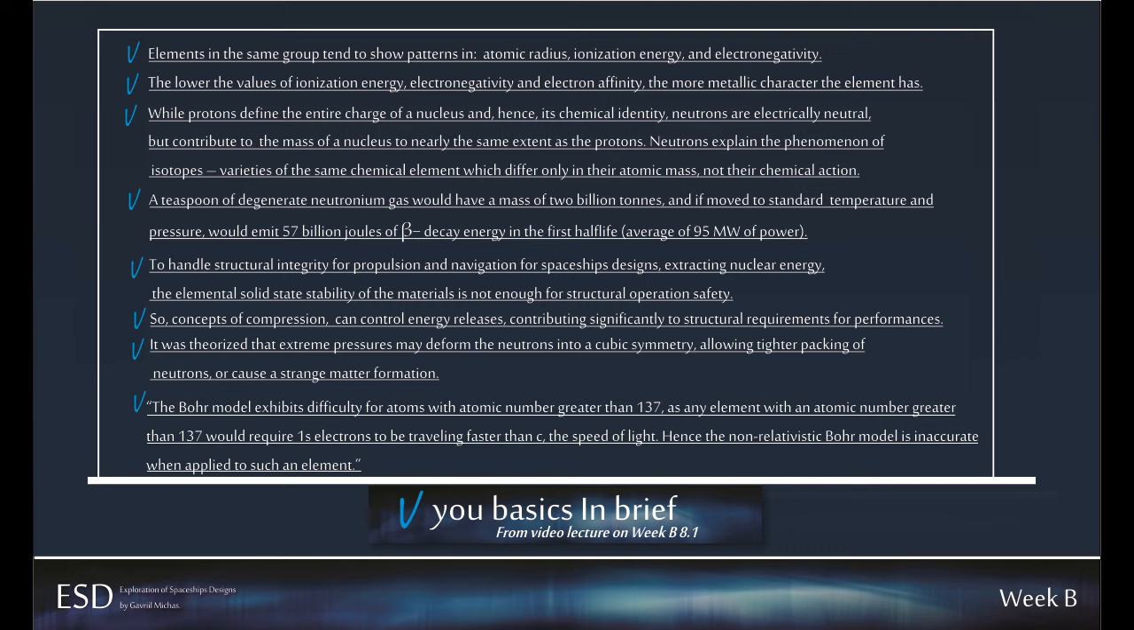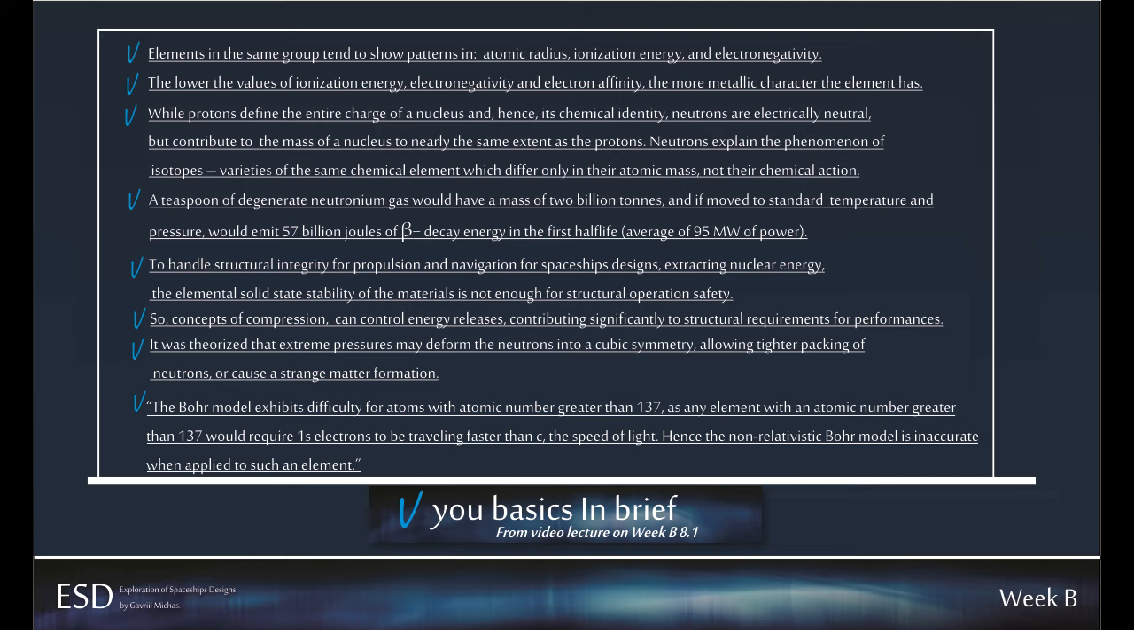A teaspoon of degenerate neutronium gas would have a mass of 2 billion tons, and if moved to standard temperature and pressure, would emit 57 billion joules of beta decay energy in the first half-life, an average of 95 megawatts of power. To handle structural integrity for propulsion and navigation for spaceship designs, extracting nuclear energy, the elemental solid-state stability of the materials is not enough for structural operation safety. So, concepts of compression can control energy releases, contributing significantly to structural requirements for performance.